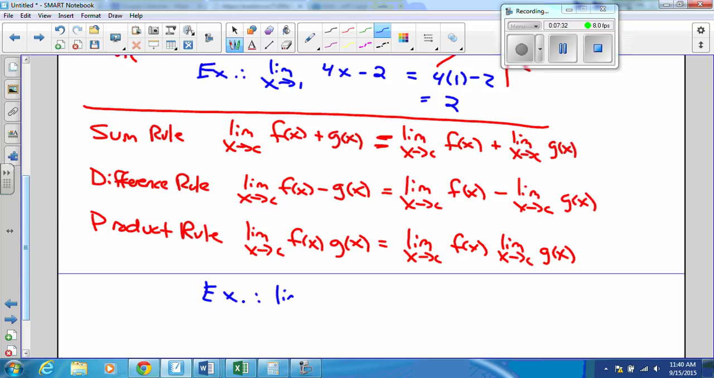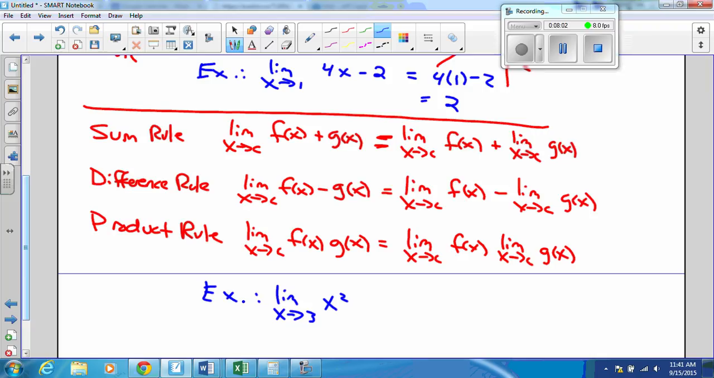Suppose I want the limit as x goes to 3 of x squared. I do a quick check. Is this a constant function? No. When x changes, x squared changes. Is this a linear function? It is not. Can I rewrite this as the product of two functions? Is x squared a product? Yes. What does it mean to square something? It means to multiply by itself.